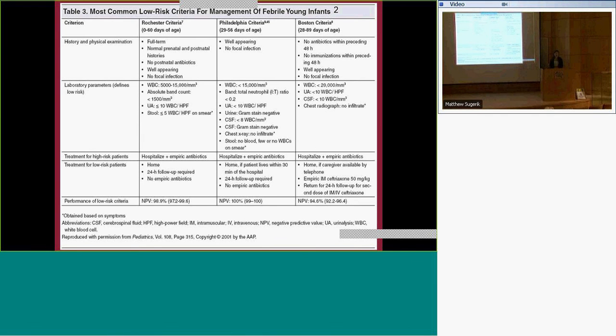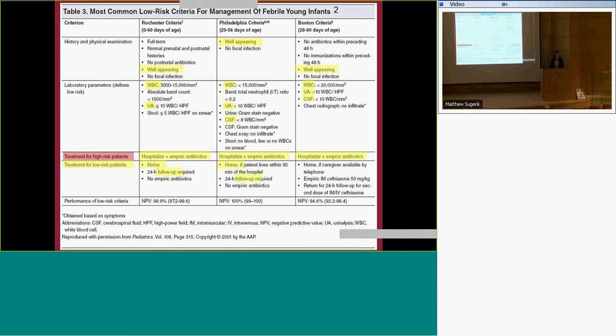Apparently New England decided they all needed to have their own list of ways they protocolized who gets what workup for what situation. There's Rochester criteria, Philadelphia criteria, and Boston criteria. I just gave these to you as a reference. What you see is on H&P, they all focus on well-appearing children. They all agree you get a white count and UA. Philadelphia and Boston do tend to go right for the LP, and this is, again, well-appearing kids. High risk, of course, you get hospitalized and empiric antibiotics.